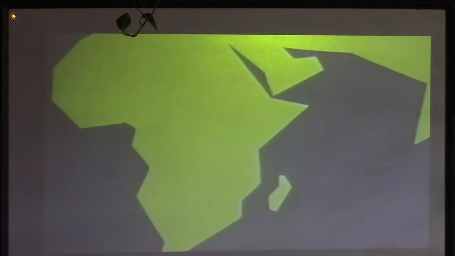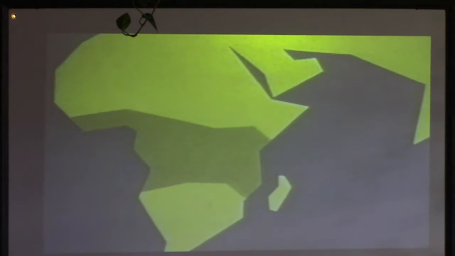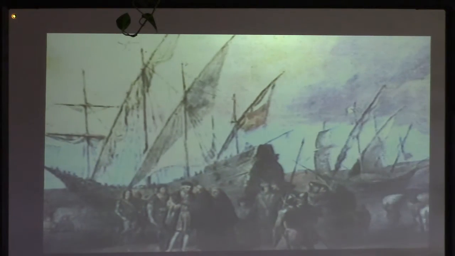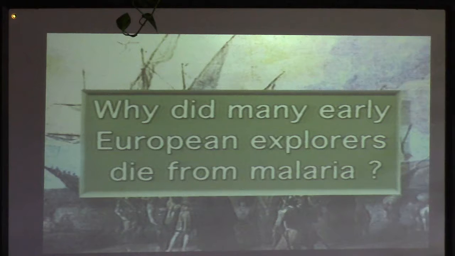A clue to this puzzle came from maps showing sickle cell distribution to be most common in a region of Africa called the Malaria Belt. Another interesting clue in this puzzle is the fate of the early European explorers in Africa. Many died from malaria. Why?